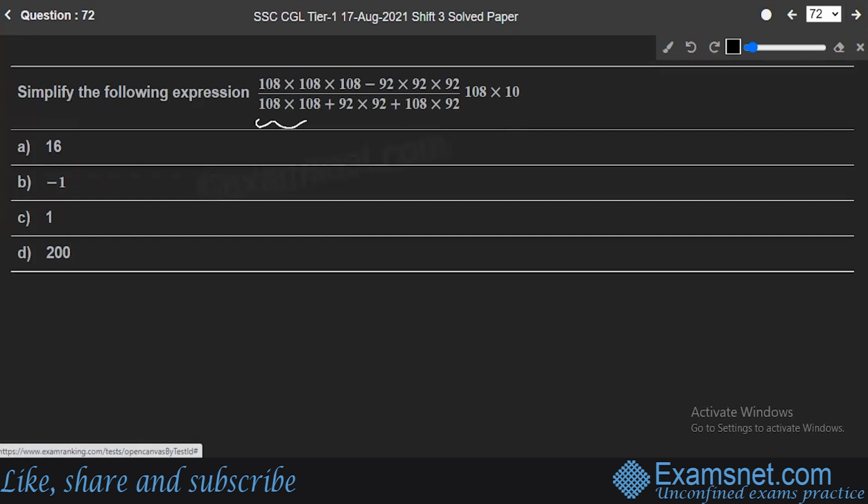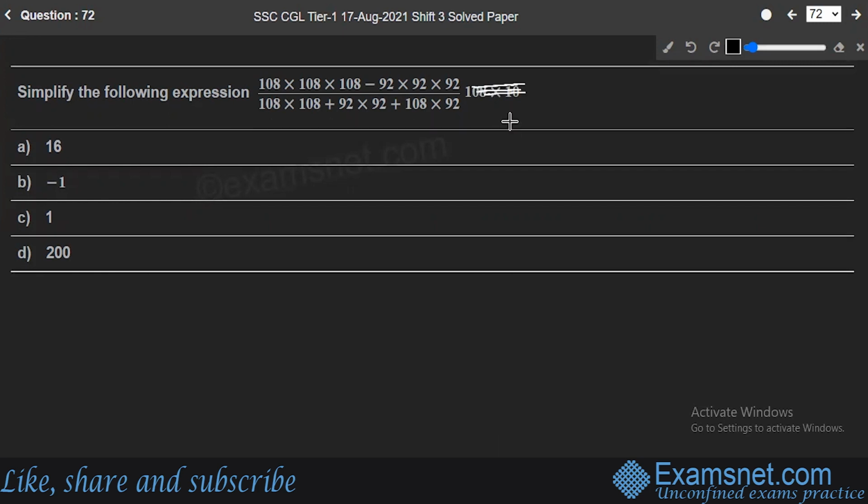Next is question number 72. You have to simplify the given expression. This looks really weird. Like, what is this? This is a pretty big number, right? So in this question, see, this is actually a very simple one. In this question, you have to ignore this thing. This is not there.